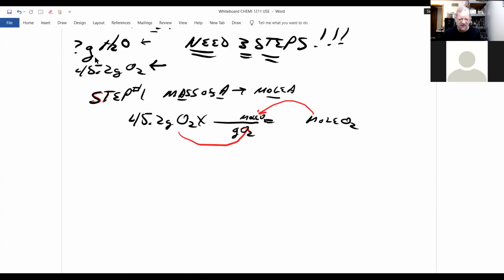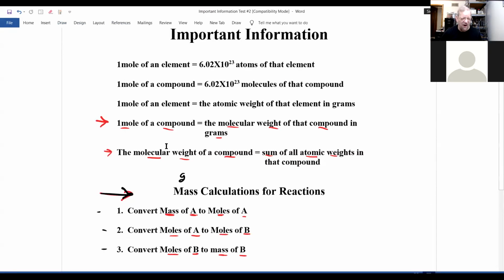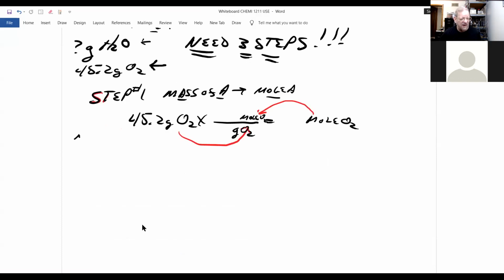And where do we get a relationship of moles of O2 to grams of O2? Well, you look at important information. Test number two, 1 mole of a compound equals the molecular weight of that compound in grams, and the molecular weight of that compound is the sum of all atomic weights. Well, I have to find the molecular weight of oxygen. And the molecular weight, which I'll abbreviate MW, of oxygen is the sum of all atomic weights. There's 2 oxygen atoms. Each oxygen atom, to 3 significant figures, has an atomic weight of 16.0, which is 32.0.